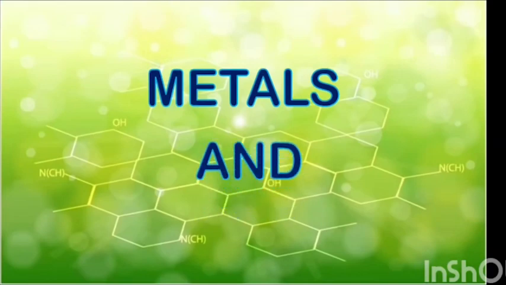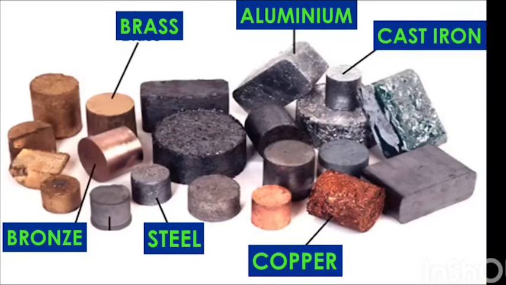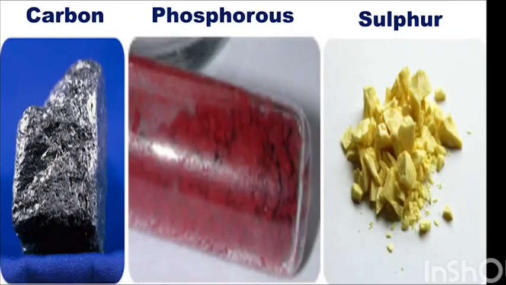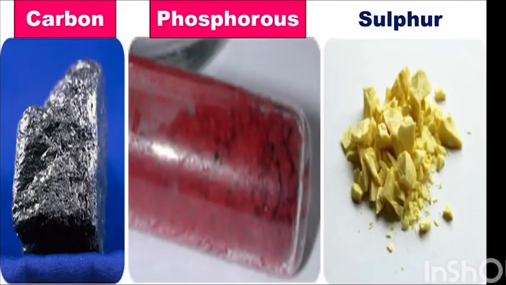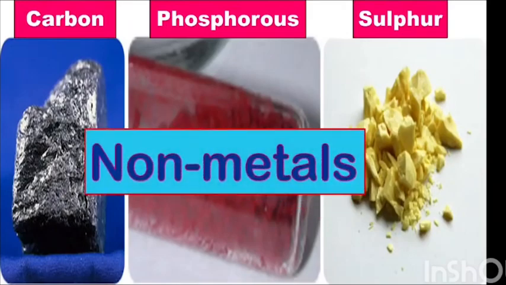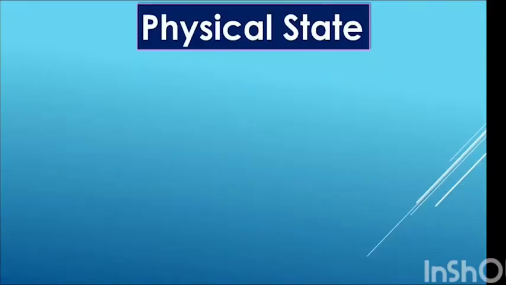Metals and non-metals. Brass, bronze, steel, copper, aluminium, iron, these all are metals, whereas carbon, phosphorus, sulfur, these all are non-metals. Let's see the physical properties of metals and non-metals. Physical state.